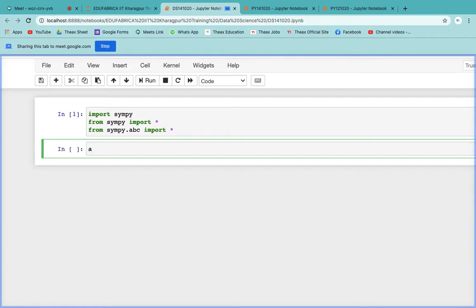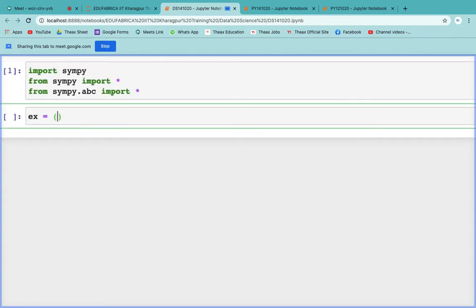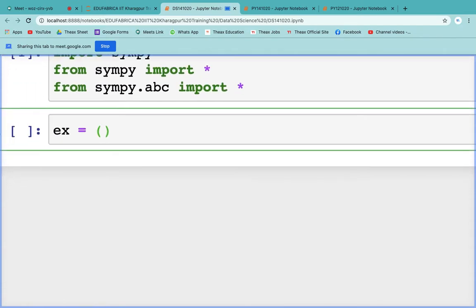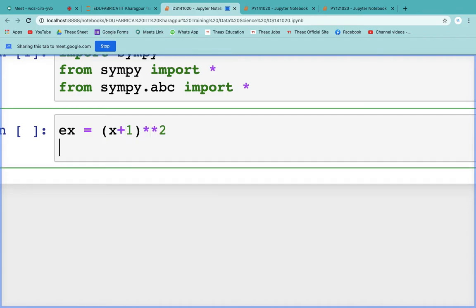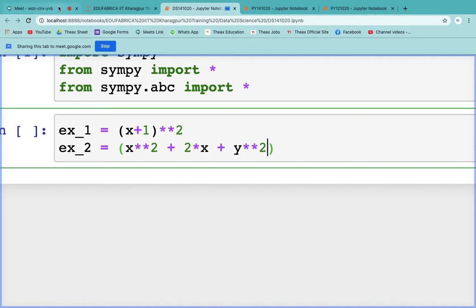Let's say EQ1. I'm going to zoom in. So x plus 1 whole square, and EQ2 is adding the square, x square plus 2x plus 1.